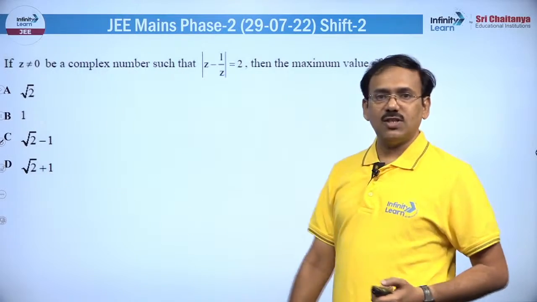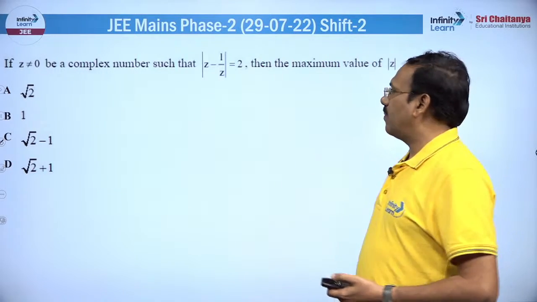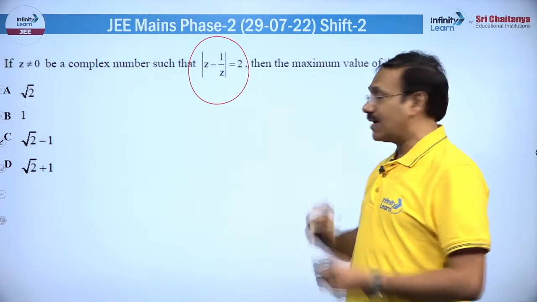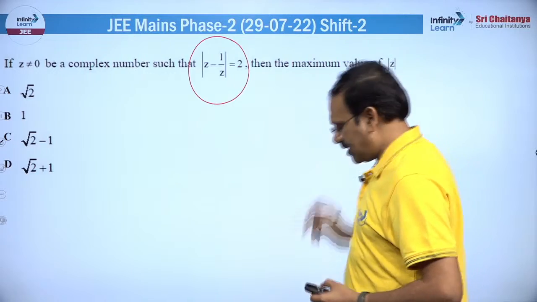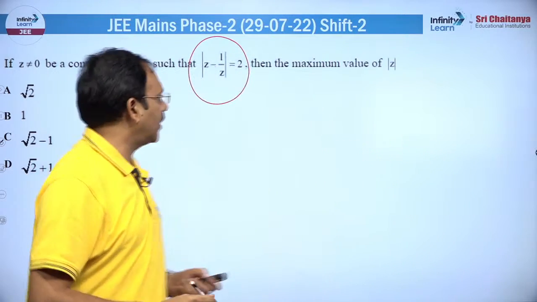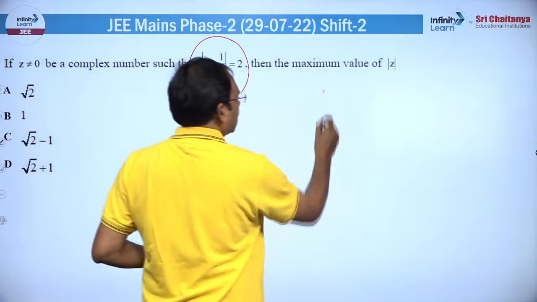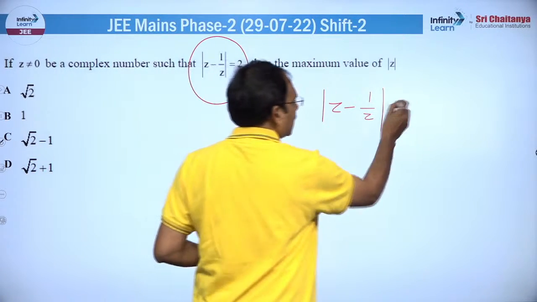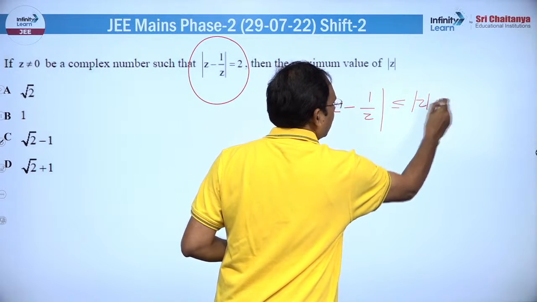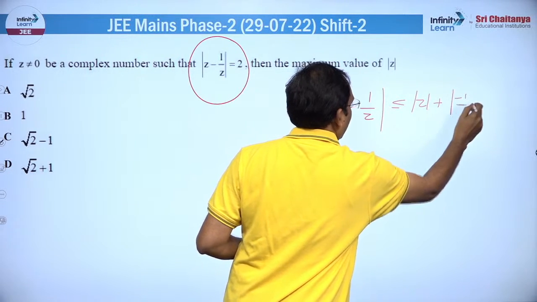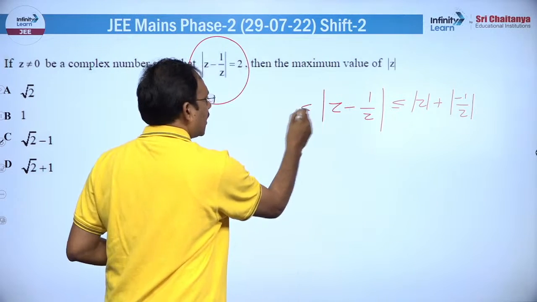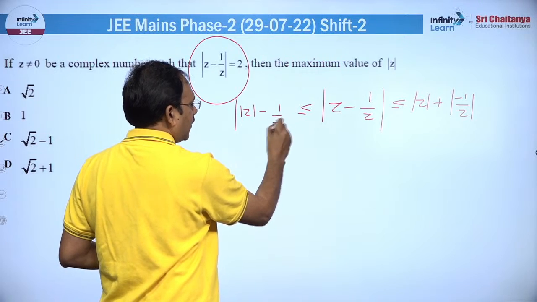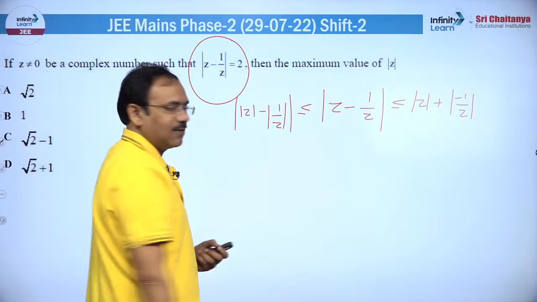So, the first question is, Z is a non-zero complex number given |Z − 1/Z| is 2, then the maximum value of |Z| he is talking about. Right, my dear friends, this is modulus of Z − 1/Z is always less than or equal to |Z₁| + |Z₂|, that is |Z| + |−1/Z|, which is greater than or equal to the modulus of |Z| − 1/|Z|.